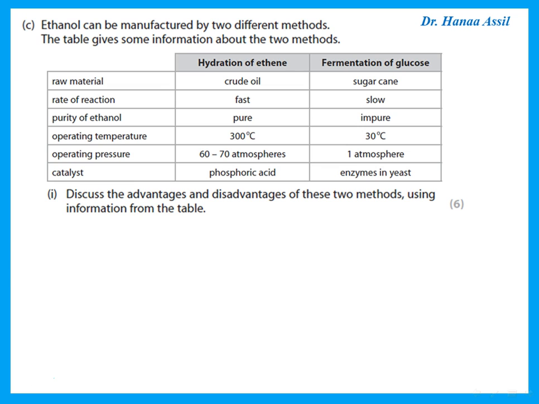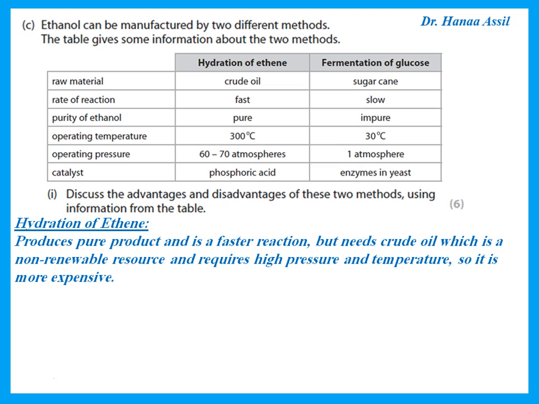So if we look at hydration of ethene, we said it produces pure product, so that's an advantage. It is a fast reaction, that's another advantage. But the disadvantage is it needs crude oil because this is where we get ethene from, and crude oil is a non-renewable resource. It also requires high pressure and high temperature, so it is more expensive. So that's hydration of ethene.